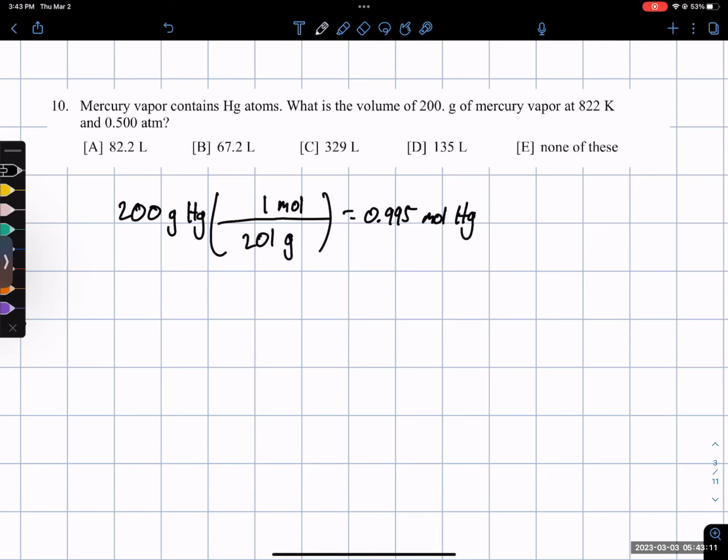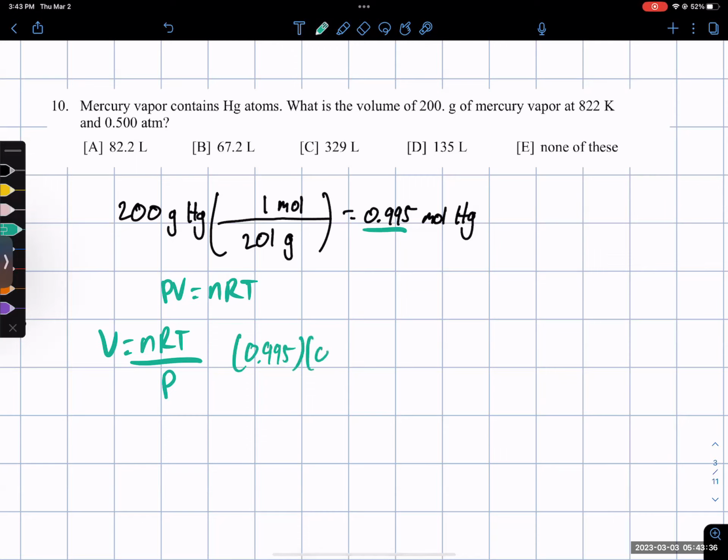Plugging into the ideal gas law, perfect. PV equals nRT. So our volume is nRT divided by P. So our n, we got from the step here, so 0.995 times R, 0.0821. And then temperature, which is 822 Kelvin, as stated in the problem. And then all over our P, 0.5 atmosphere. So if we solve it out, we do times 0.0821 times 822, divided by 0.5.